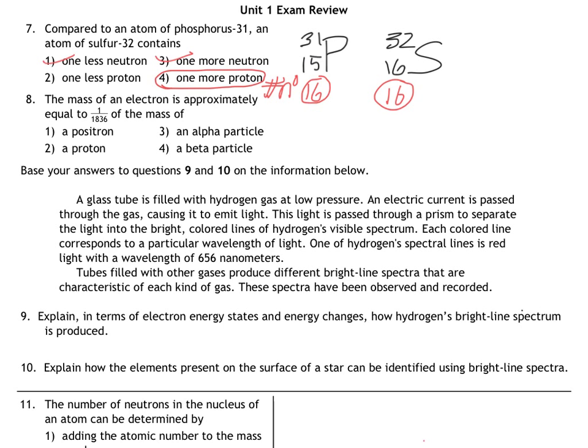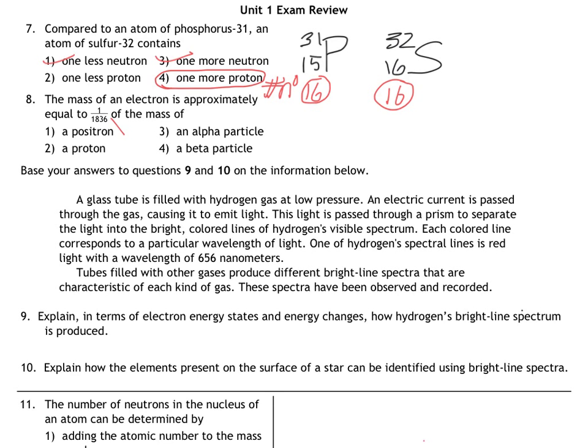Okay, number 8, the mass of an electron is approximately equal to 1/1836 the mass of... All right, so we know that an electron's mass is 1/1836 AMU, but these answers are all subatomic particles: positrons, protons, alpha particles, beta particles. So I need to figure out how to solve that.